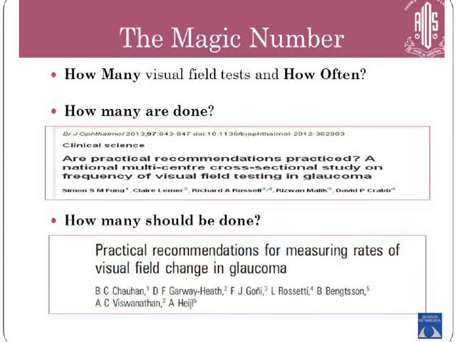So to achieve all this, how many do we need to do? Well, the guidelines say that you need to do at least 3 fields a year, that is 6 in 2 years, with 80% power to detect a fast rate of progression. And how many we are actually doing is pretty less.